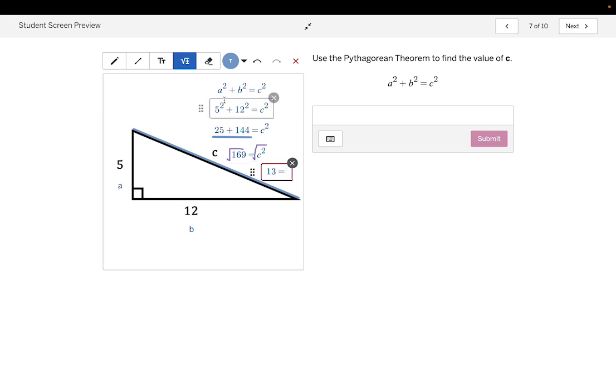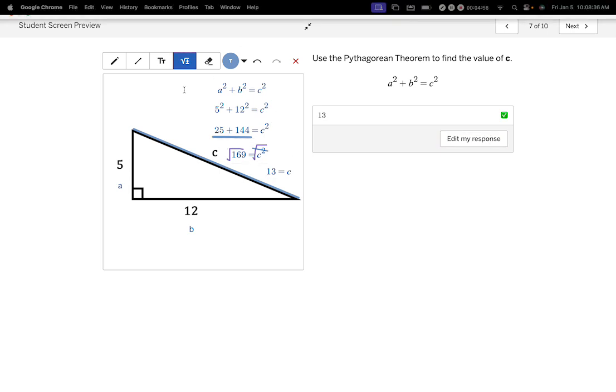And then the square root of c squared just cancels out the exponent, and it leaves me with just c. So I end up with c equals 13, and the question is asking what is the value of c: 13. Get that entered in, and then you're good.